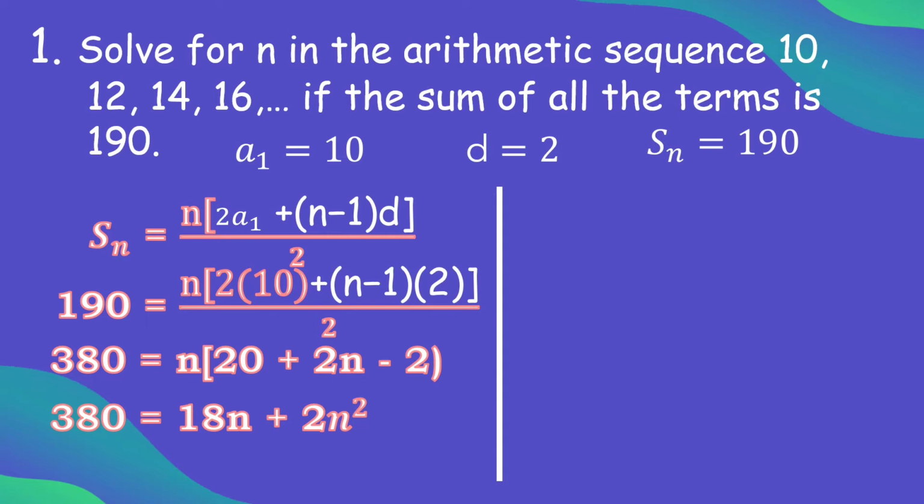Here, the highest exponent for the variable n is 2. Therefore, the resulting equation should be a quadratic equation. We'll change it in the form ax squared plus bx plus c equals 0. So, we will transpose 380 on the right side of the equation. So, we have 2n squared plus 18n minus 380 equals 0. Dividing all terms by 2, we have n squared plus 9n minus 190 equals 0.